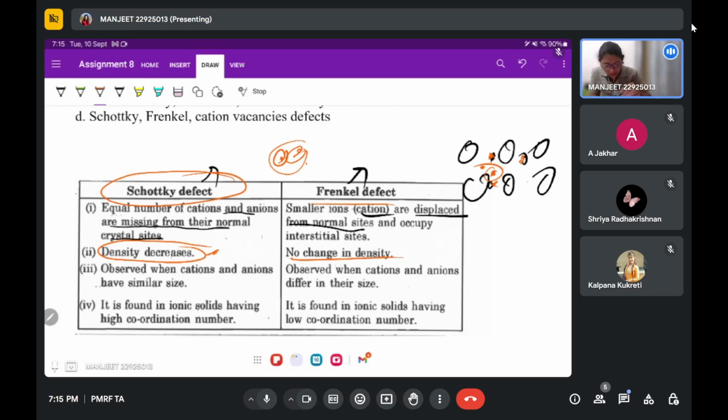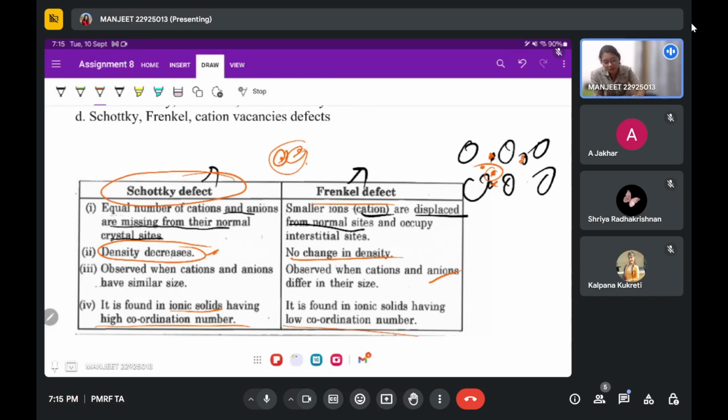Generally, the Schottky defect occurs when the cations and anions are of similar size. In the Frenkel defect, the cation and anion differ in size, so that the smaller ion can occupy the interstitial site. So this is observed when your cations and anions differ in their size. The Frenkel defect is found in ionic solids having a low coordination number, and the Schottky defect in those with a high coordination number.